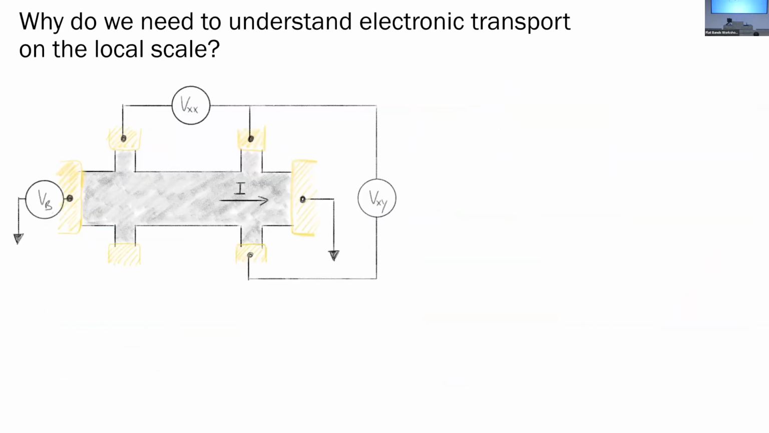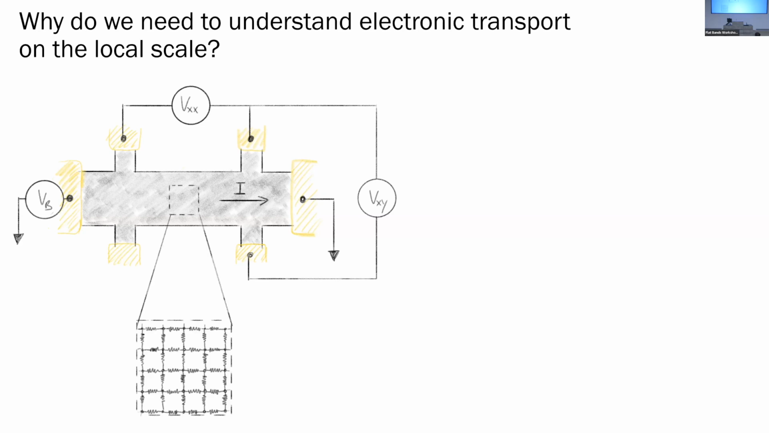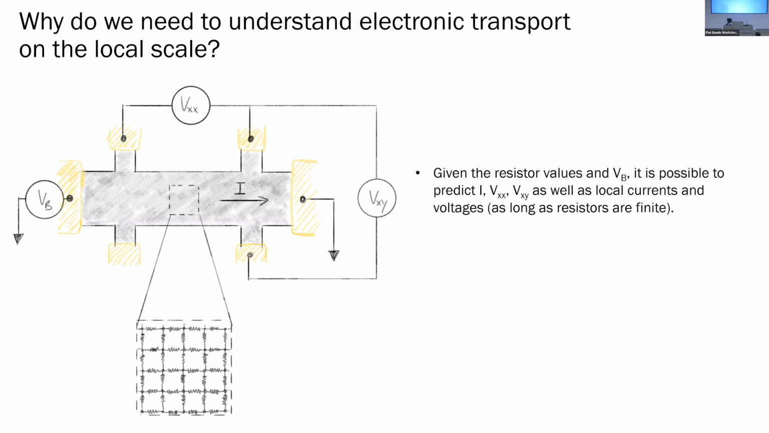All right, now zooming in a little bit, why might you want to investigate electronic transport on the local scale? So also here, a pretty simple argument. Take your favorite material, pattern it into a Hall bar, and then do a transport measurement. Well, you can think of your material maybe as being made up of a teeny tiny microscopic resistor network. And sure enough, if you know what bias current or bias voltage you apply, you can calculate, given this resistor network, what current is going to flow and what voltage values you are going to measure. You can even predict all the local currents and voltages in this sample.